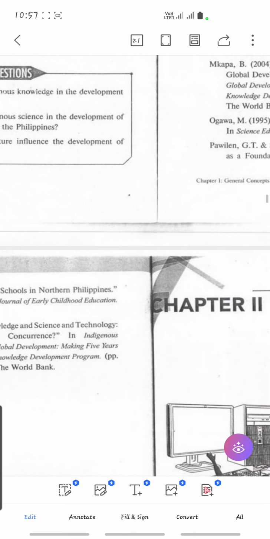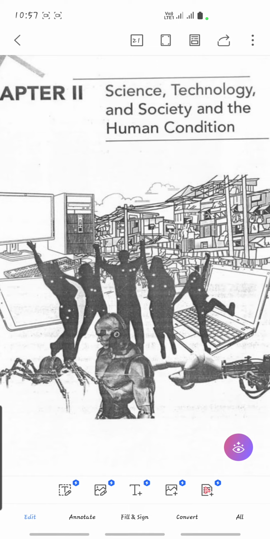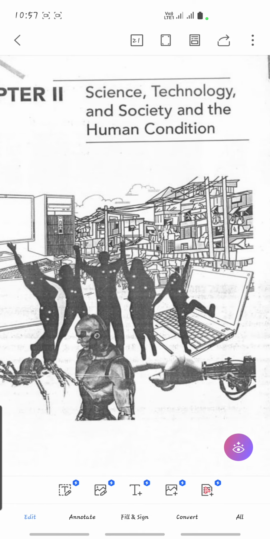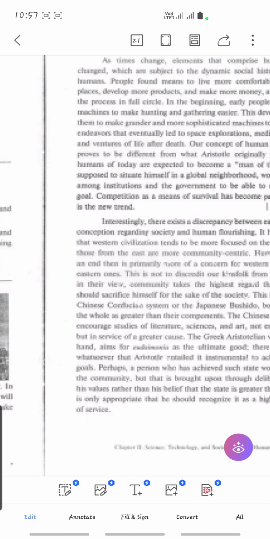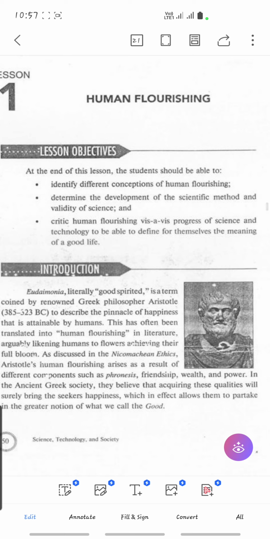Next week we will explore science, technology, and society and the human condition, and that starts with human flourishing, given by our great philosopher, Aristotle. So please study in advance so that in my oral recitation you can answer my questions.